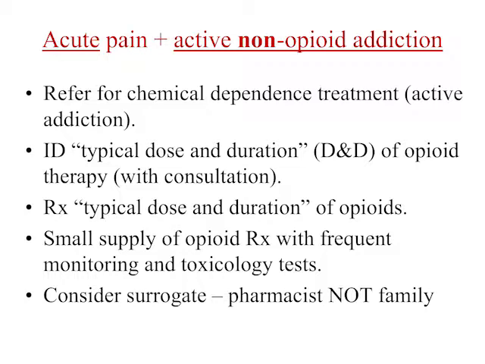And so you write a prescription for 2 days with two refills and let the pharmacy stand between the patient and the drug, not the family. So consider a surrogate like the pharmacist, not necessarily the family. So a small amount that can be refilled. That's what I would do.